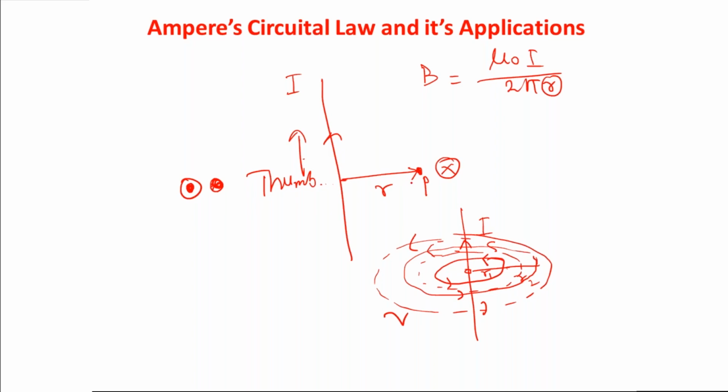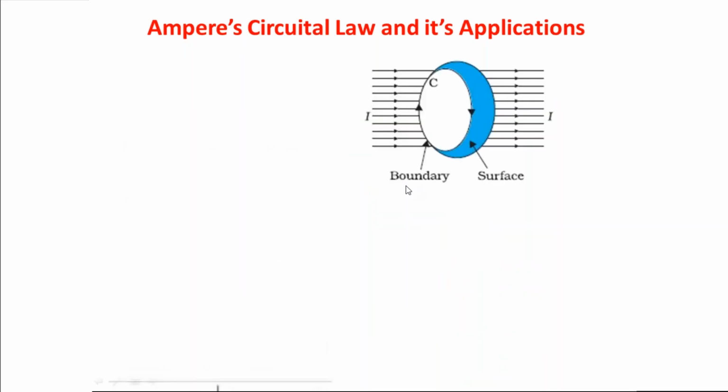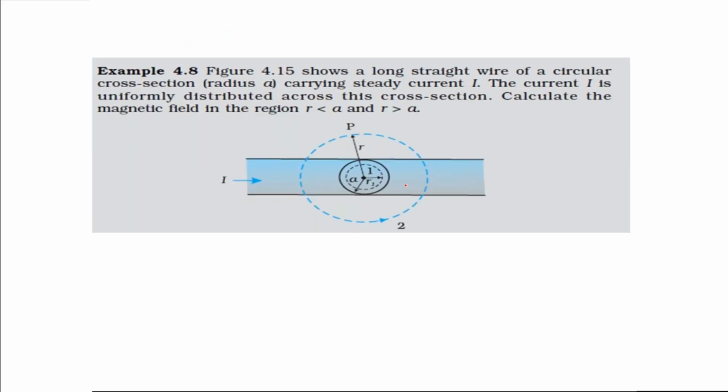So this is how you can find out the direction of the magnetic field. I hope you have understood this. Then I'll go to the application part of this. Let us go to the application part of this. One application you can do.